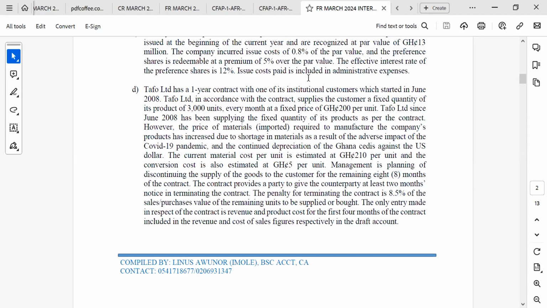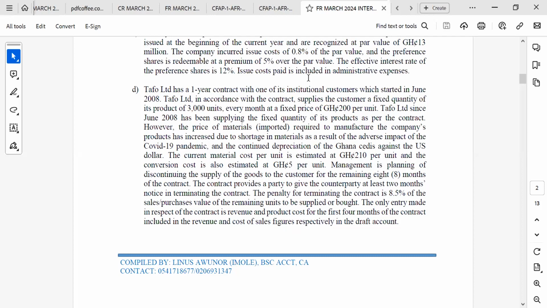You can see that the contract is a 1 year, isn't it? Yes. It's a 1 year contract, which started in June 2008. The reporting date is now 30th September. How many months is that? Four months. Okay. So it means that the question is saying that they have supplied the customer for the 4 months, remaining 8 months, isn't it? Yes, sir.